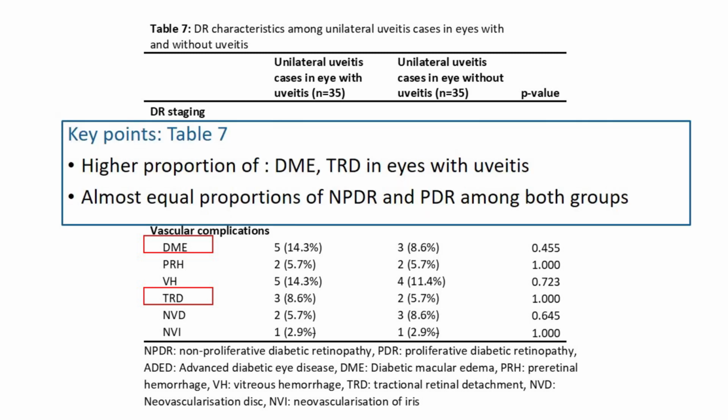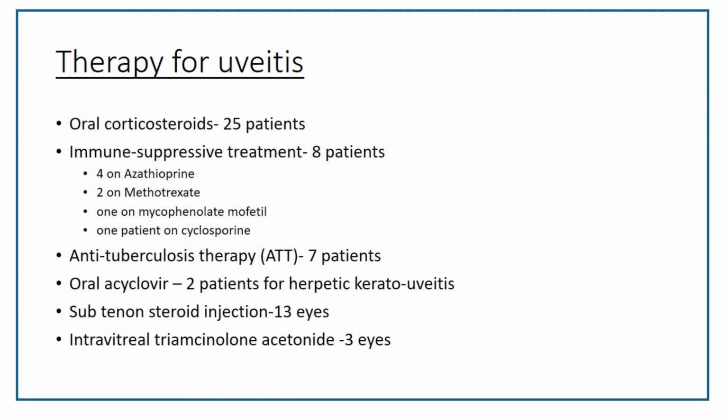So here again, we found a higher proportion of diabetic macular edema and tractional retinal detachment in eyes with uveitis, and almost equal proportion of non-proliferative and proliferative diabetic retinopathy. Next, coming to what therapy the patients received for uveitis. This I have mentioned again because, like sir mentioned, oral corticosteroids will influence it, because it is a first-line systemic therapy for a lot of uveitis cases. But they will also influence the course of diabetic retinopathy and the glycemic control in patients with diabetes. Again, a poor glycemic control would lead to an exacerbation of diabetic retinopathy as well as uveitis.